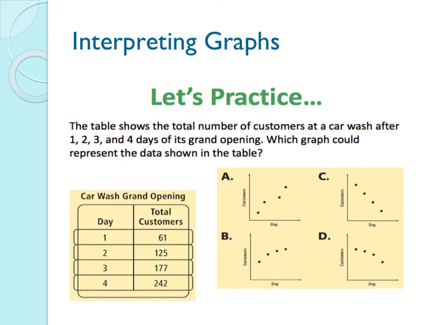The table shows the total number of customers at a car wash after 1, 2, 3, and 4 days of its grand opening. Which graph could represent the data shown in the table? The way I looked at this is these two are closer together as far as number goes as customers. So I picked A.